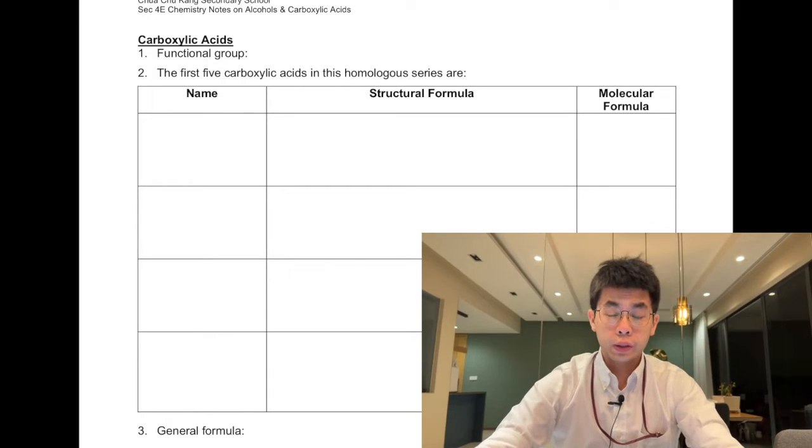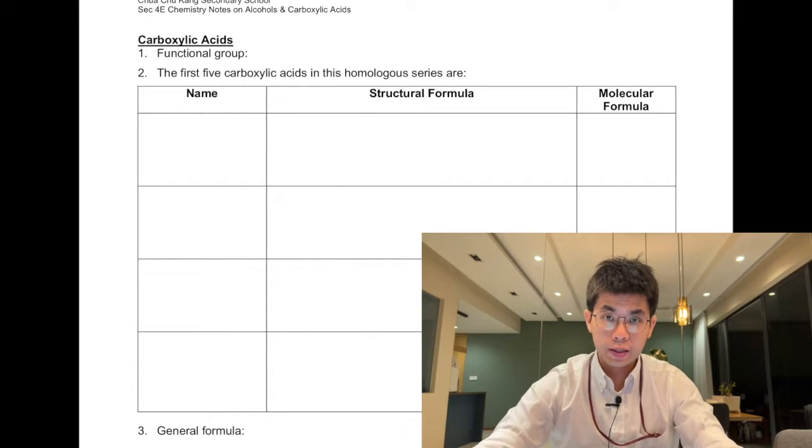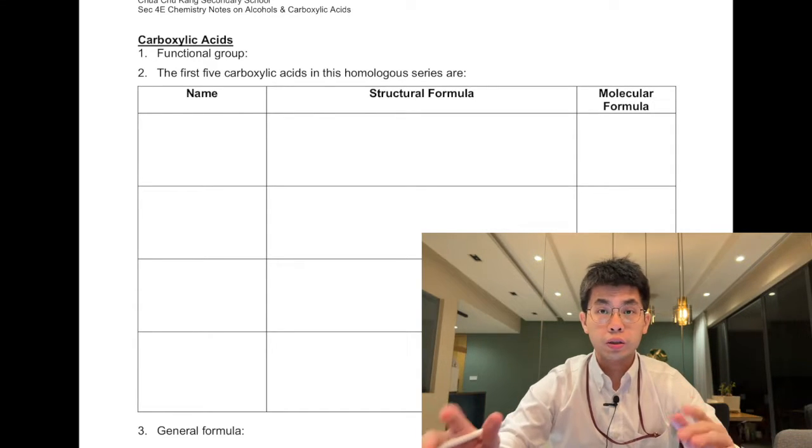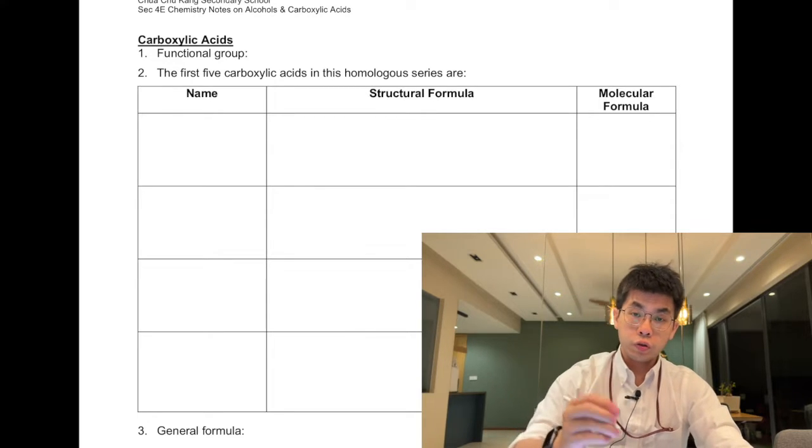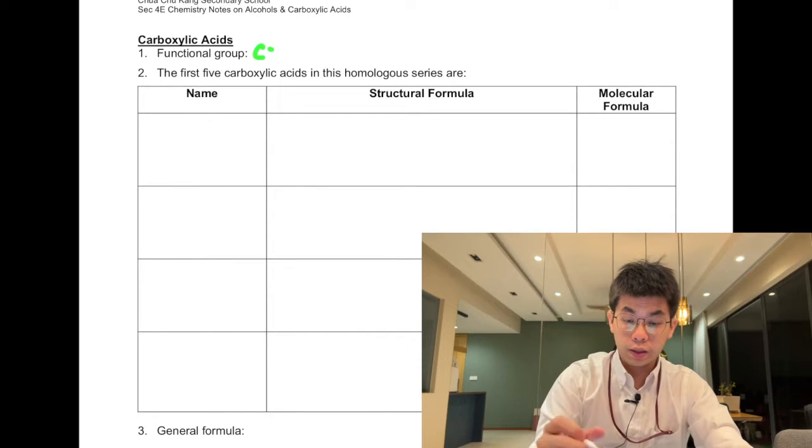Hi everyone, so today we are going to look at carboxylic acids. Carboxylic acids is what you get when you oxidize an alcohol. Okay, so let's look at it. The functional group of the carboxylic acid is known as the carboxyl group.